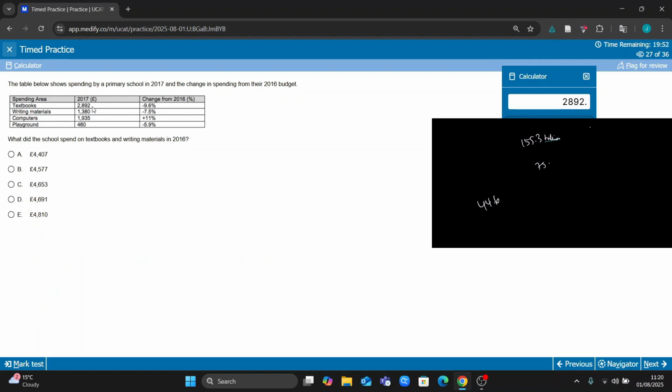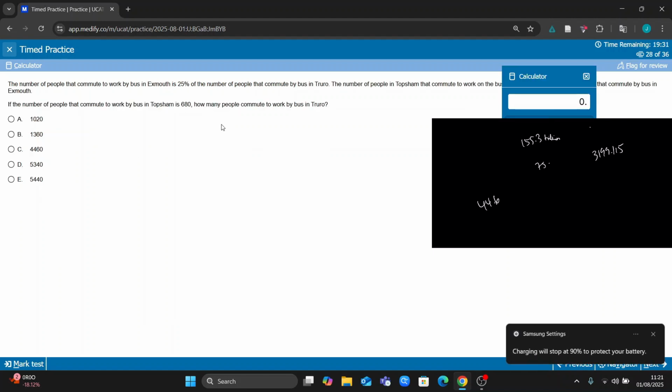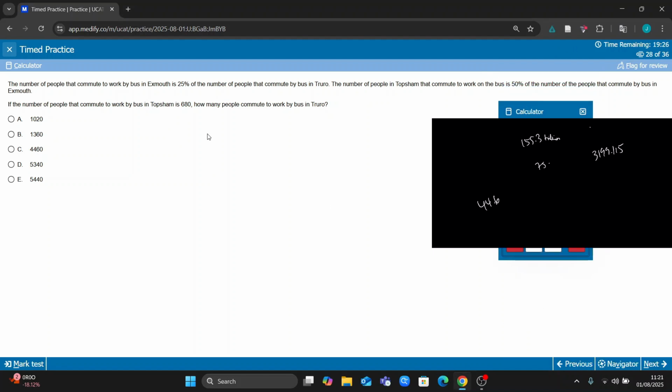What does school spend on textbooks and writing materials in 2016? So 2892 divided by 0.904, so that's 3199.115. And you've got 1380, so 1380 divided by 0.925, and then add that to 3199.15. 4691.